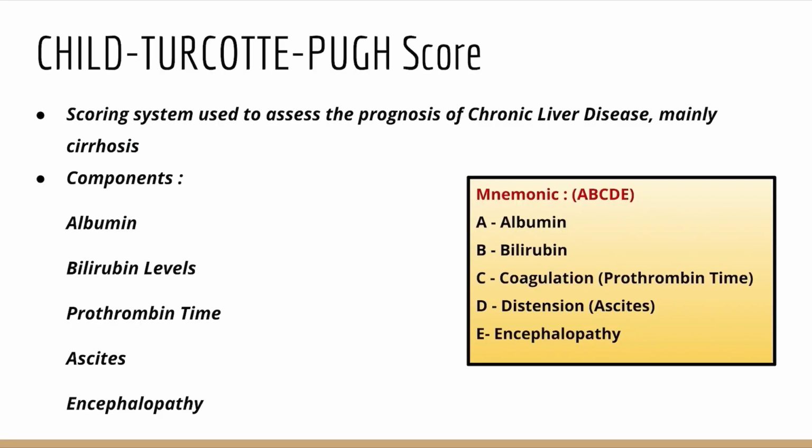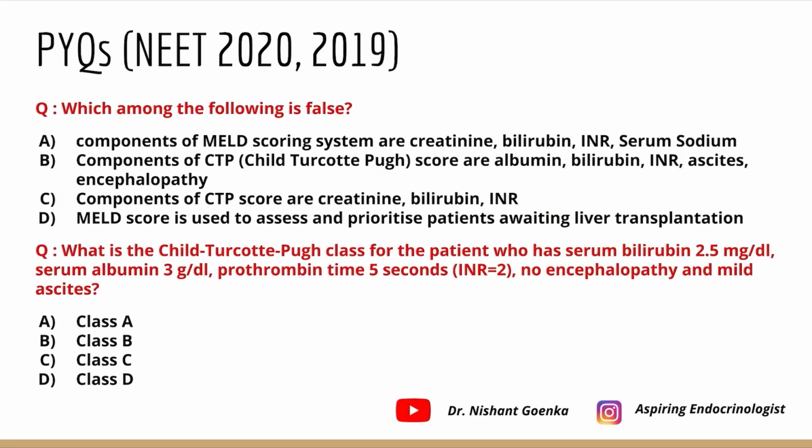Now let us go back to the question so that we can solve them. Which among the following is false? The components of MELD score, as we know, is F BASIC. So creatinine is there, bilirubin is there, INR is there, serum sodium is there. So this statement is correct. Second option, components of CTP score are albumin, bilirubin, INR, ascites, and encephalopathy. So if you remember A, B, C, D, E, the albumin, bilirubin is there, coagulation C, ascites, the distension D, and encephalopathy E. So this statement is also correct.